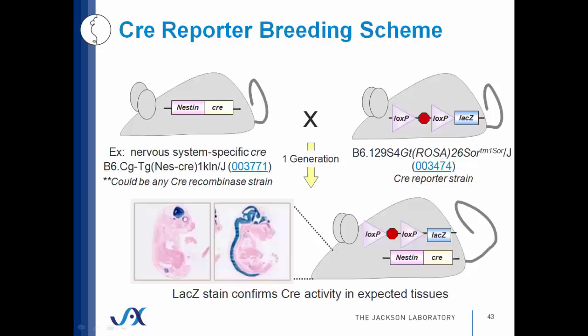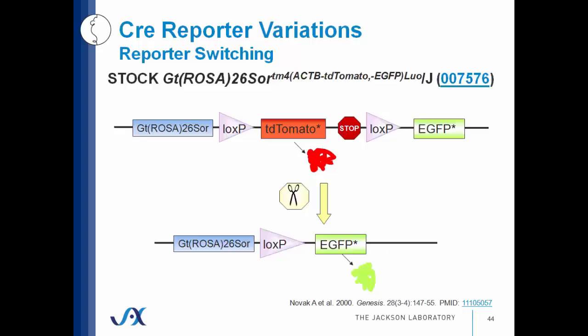And so the typical Cre-reporter breeding scheme is going to be very similar to some of the disease models I showed earlier, where you have your tissue-specific Cre, in this case a nestin Cre, which is expressed in the nervous system, crossed to your Cre-reporter, and then wherever the Cre is expressed, you'll delete the LOXP flanked stop cassette and turn on expression, in this case of LacZ. And here you can see the picture of those mice showing nervous system expression of LacZ, indicating that the Cre is confirmed to be expressed in those expected tissues.